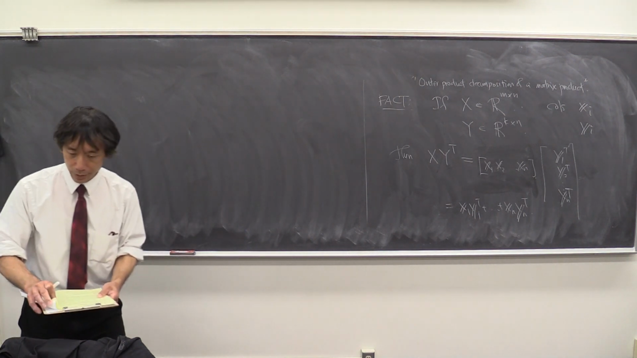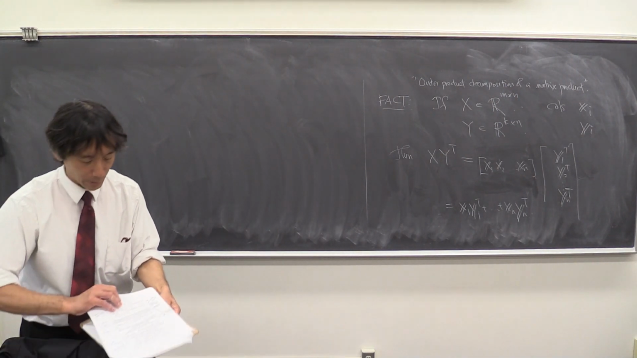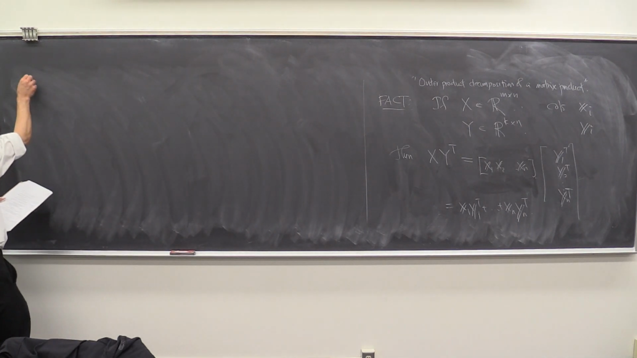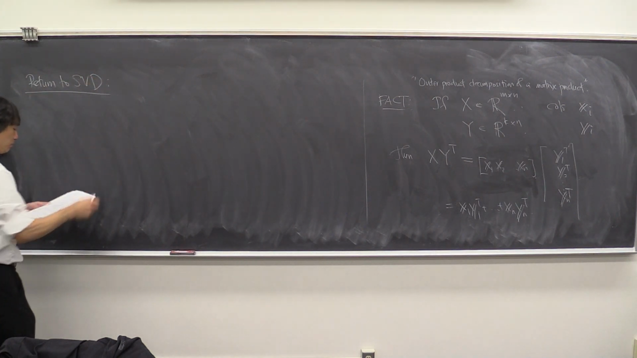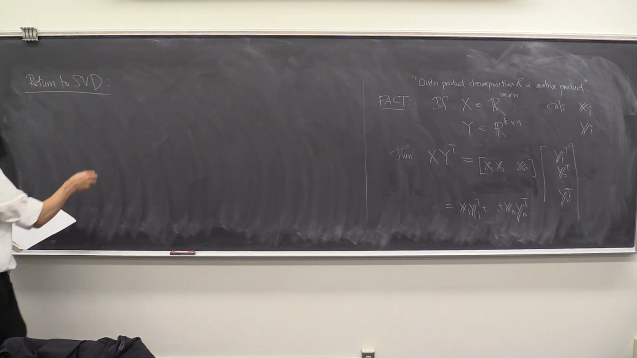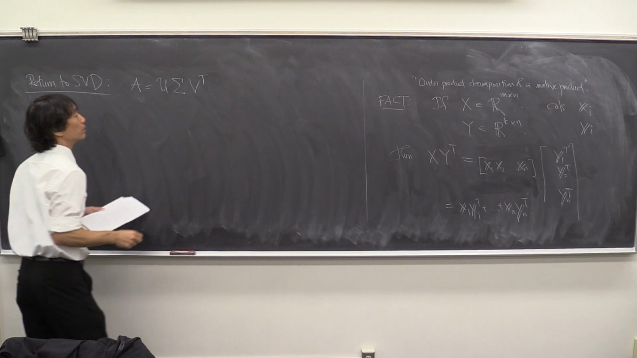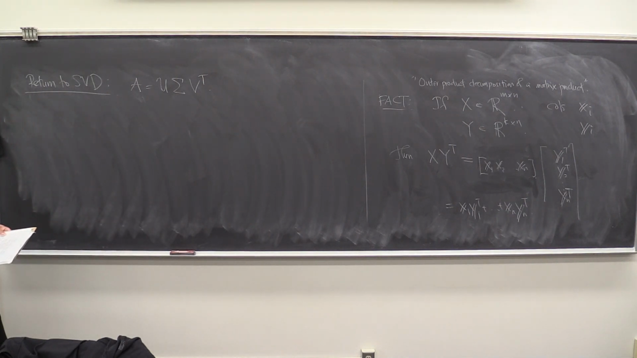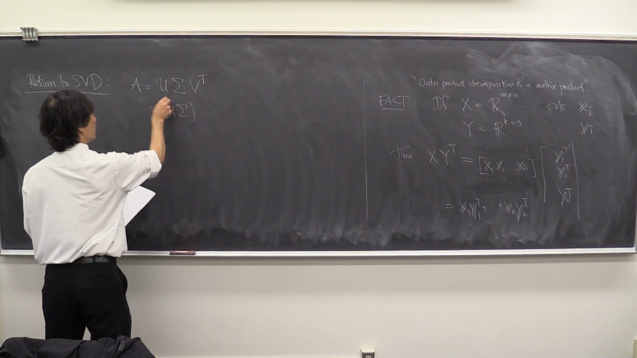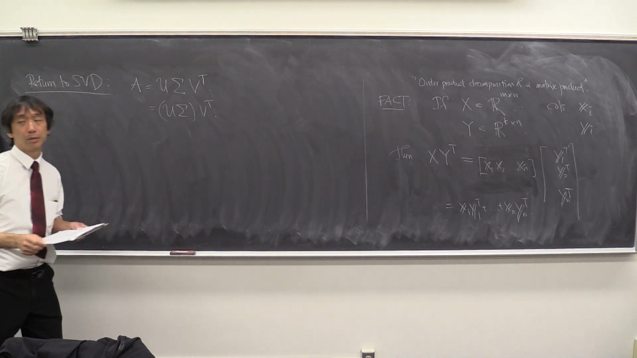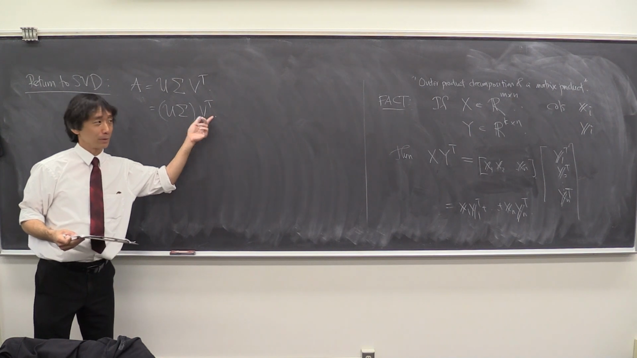Okay, so now let's go back to the singular value decomposition. So A is U Sigma V transpose, which we can think of as a matrix times the transpose of some other matrix.